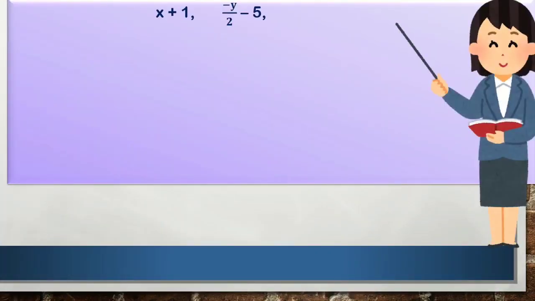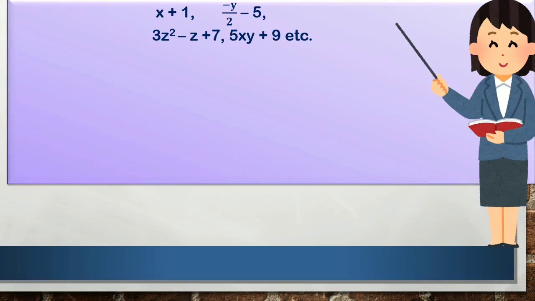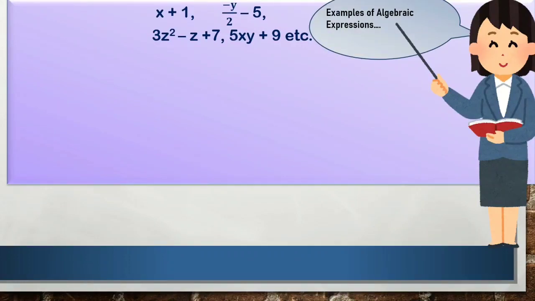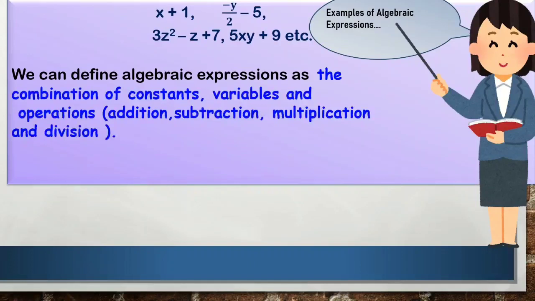So whenever we think of some algebraic expression, these kind of examples might come into your mind. So these are the examples of algebraic expressions. If I ask you to define algebraic expression, just by seeing these examples, you can also try to define them. Like the combination of constants and variables. And also the operations are there. Addition, subtraction, multiplication and division.